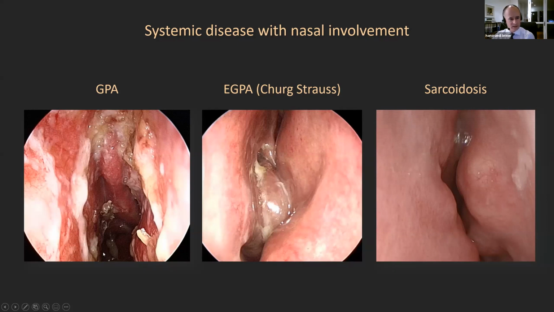And what is obvious is that the patient with GPA has the most active inflammation of the mucosa, with crusting, with scars, with bloody secretion. If you compare this to the picture of the eosinophilic form of GPA, this looks more like a standard form of chronic rhinosinusitis with polyps, with much less inflammation of the mucosal surface. And if we look at the sarcoidosis patient, the granulomas are not at the surface of the mucosa.